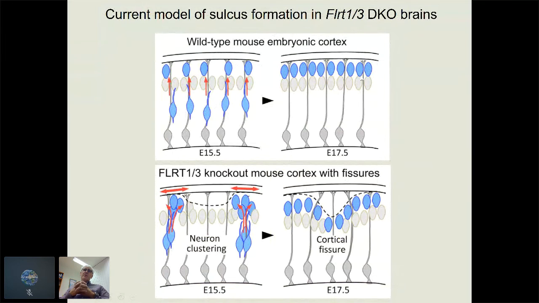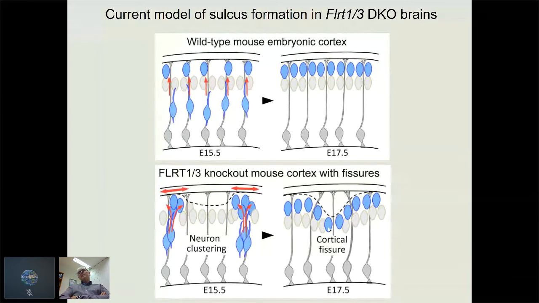and the cell density in the cortical plate is then also fairly homogeneous. In the absence of FLIRT-1 and FLIRT-3, the cells tend to form these clusters, and the resulting cell density here in the cortical plate is then also not even. You see areas where you have high cell density alternating with lower cell density, and we believe that this is the place where perhaps we have the formation of these cortical fissures.